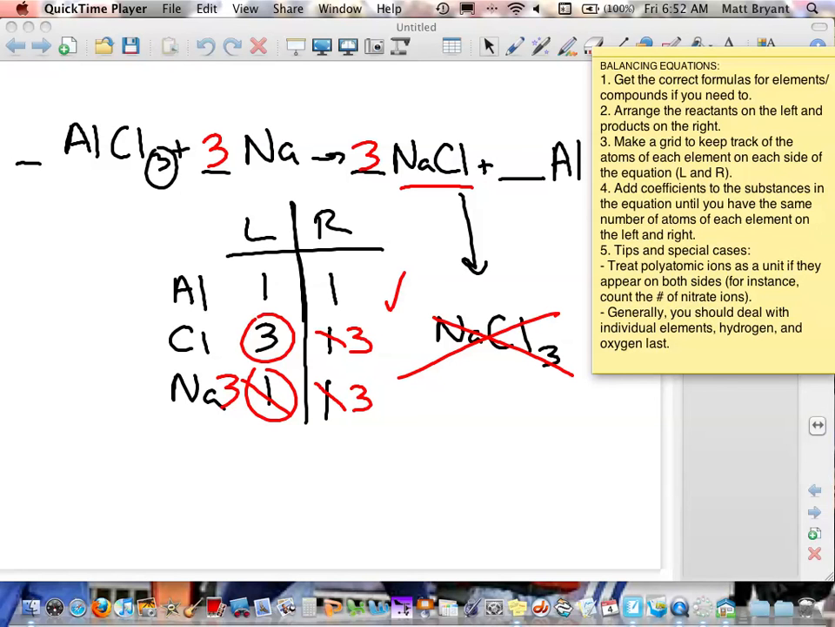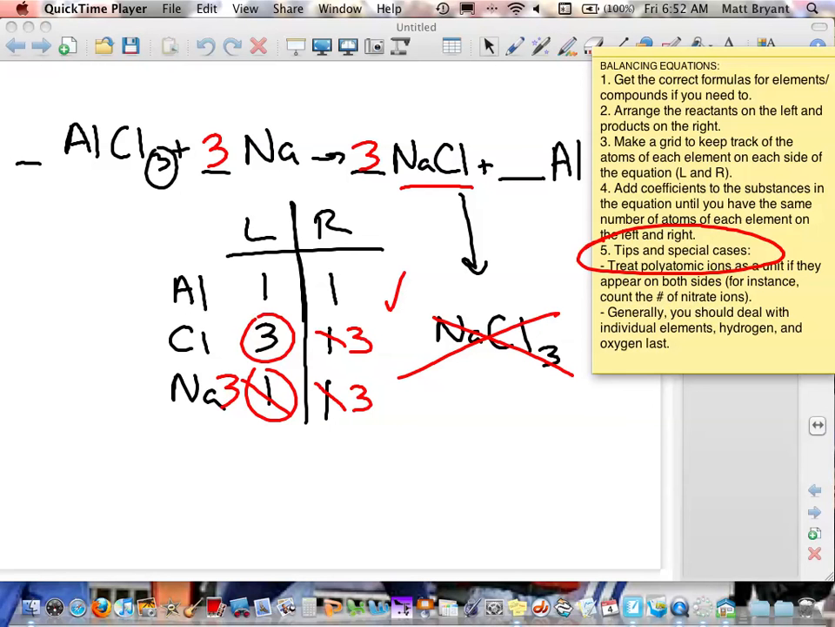Now, I just wanted to highlight a few tips and special cases, this part over here. Now, when we get to them, you're going to deal with polyatomic ions. Now, eventually you're going to commit these to memory, and you're going to recognize that, for instance, NO3 is a nitrate ion. Now, if you see that on both sides, treat it as a unit. There's no reason that you can't do that because it's the same on both sides. So that'll help you rather than having to keep track of individual oxygen atoms or nitrogen atoms. You can just keep track of nitrate ions, for instance.